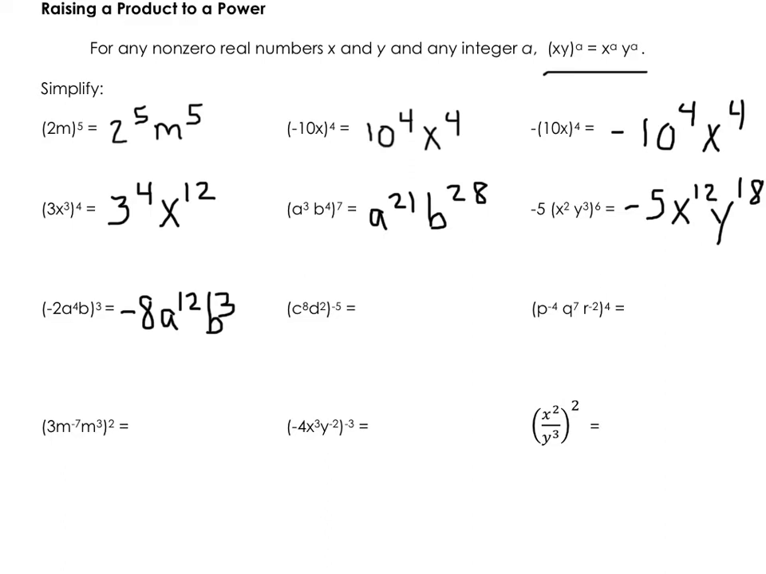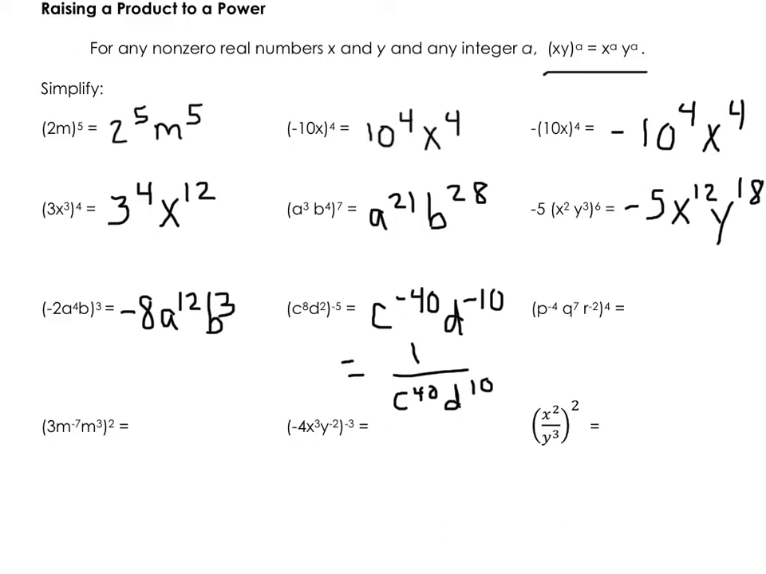This time we're raising c to the 8th, d squared to the -5th power, so we need to multiply both of our exponents times -5. So it will be c to the -40, and it will be d to the -10. Many times when you work problems like this, you are asked to write the answer so that there are only positive exponents in your answer. Both of these have negative exponents, so we'll take them both down to the denominator to make them positive.